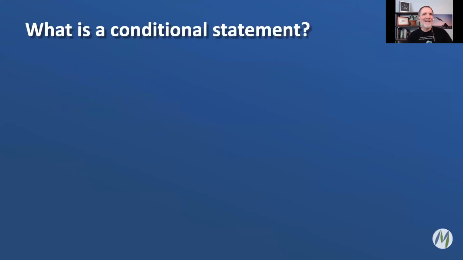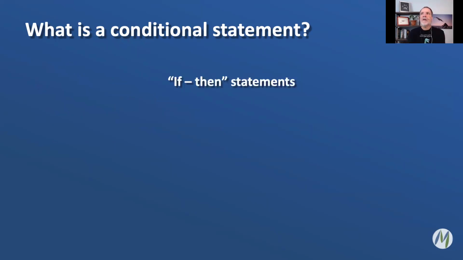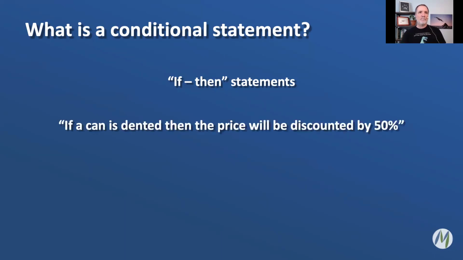All right. So what is a conditional statement? Let's start with that. Conditional statements tell us about things that must be true. Conditional statements describe a relationship between two things that will always exist. Sometimes conditional statements describe requirements, one thing that's required in order for another thing to happen. And we often call these if-then statements, right? This is the basic form of a conditional statement, this if-then form.